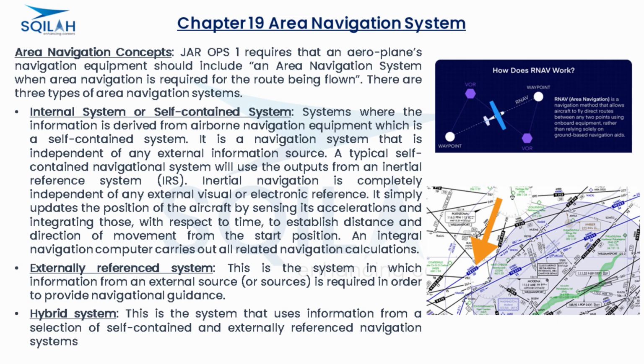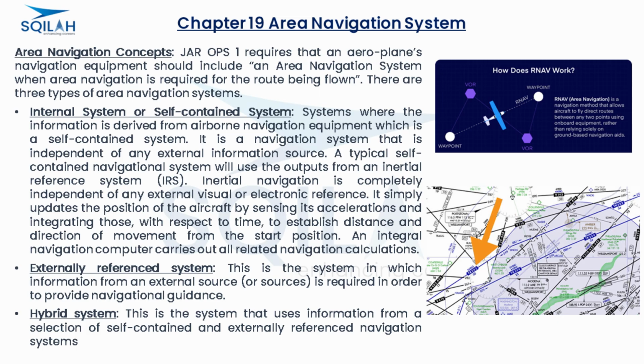A typical self-contained navigational system will use the outputs from an inertial reference system, IRS. Inertial navigation is completely independent of any external visual or electronic reference. It simply updates the position of the aircraft by sensing its accelerations and integrating those, with respect to time, to establish distance and direction of movement from the start position. An integral navigation computer carries out all related navigation calculations.